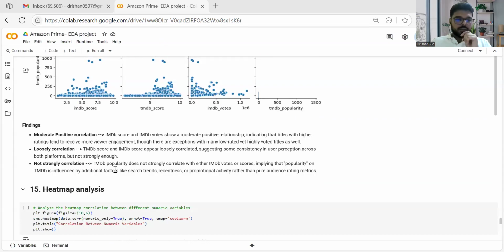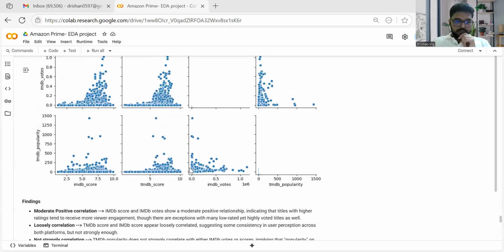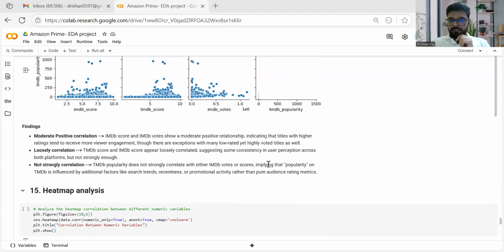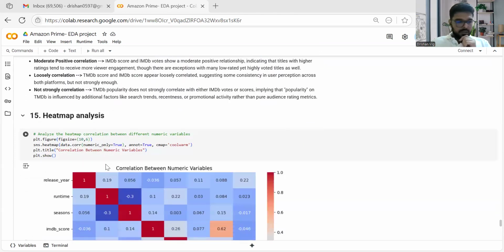Not strongly correlated. TMDb popularity does not strongly correlate with either IMDb votes or IMDb scores. So this is TMDb popularity. As you can see, there is nothing correlated in this particular visualization. So we can infer it accordingly.